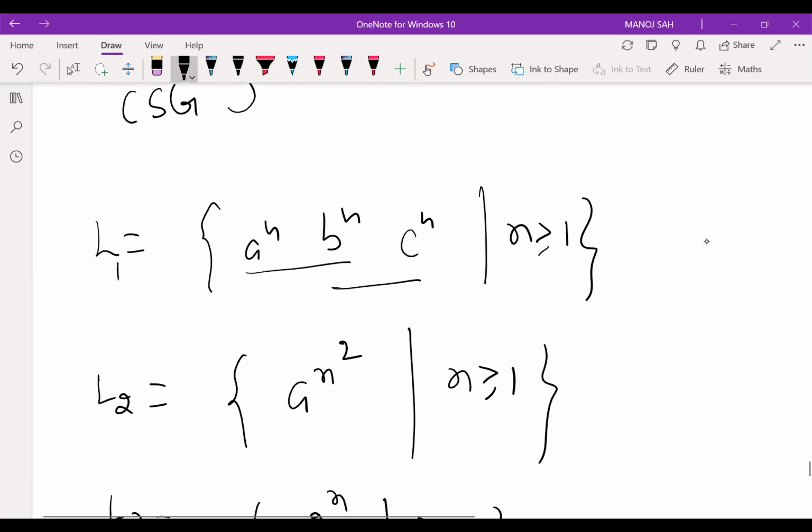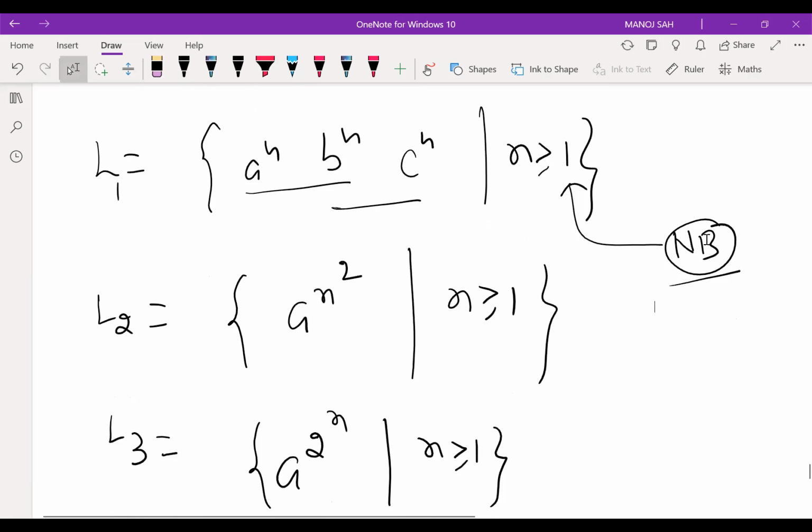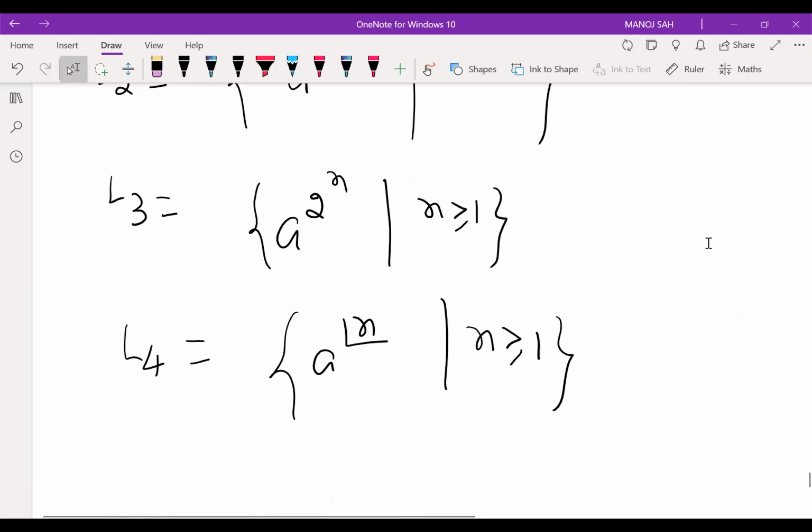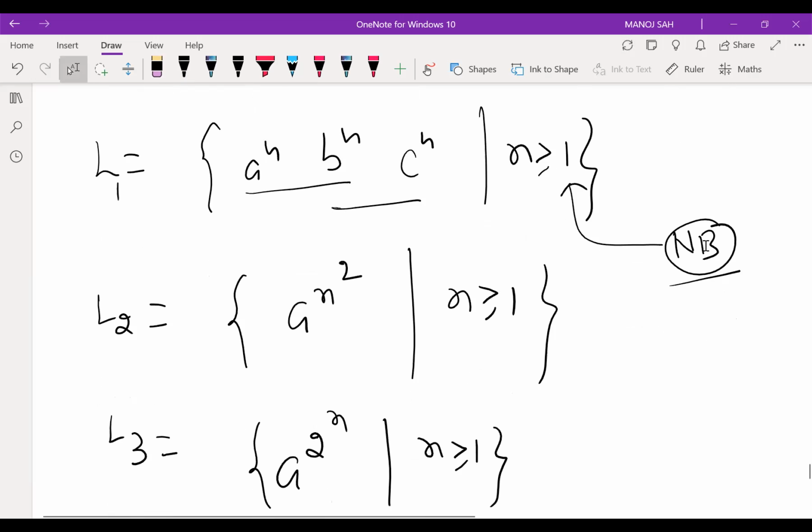Okay, you just keep one thing. I am writing here NB, meaning an important point. So you don't write 0 here. If you write 0, then it becomes a different thing, which will be discussed in another video. But this time I am saying n is greater than or equal to 1. But in some books you will get greater than or equal to 0 also.